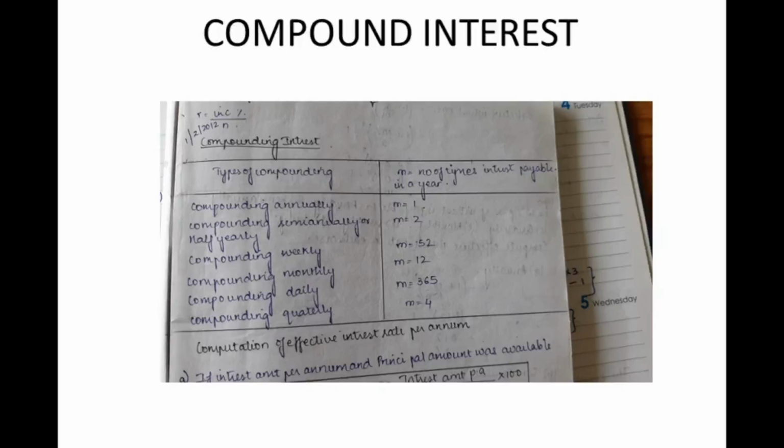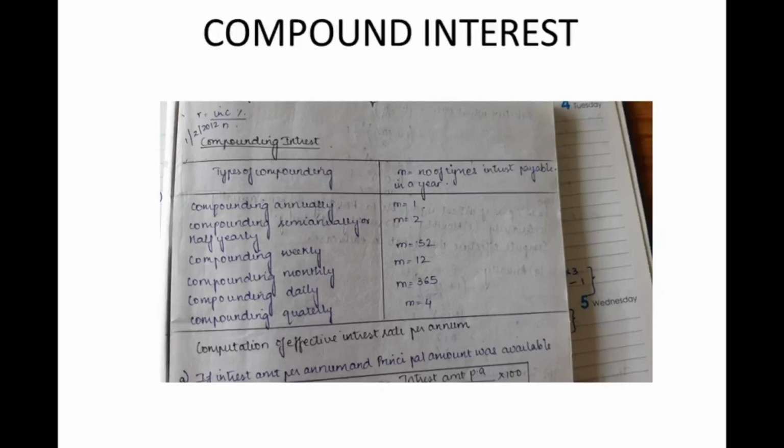Now coming to compounding interest, it is calculated on the principal amount plus the interest that you have earned previously. Whatever interest you have earned in the first year, that amount plus the principal amount will be taken, and on that the percentage of interest will be applied in order to calculate the interest amount. So compounding interest is nothing but interest on interest.